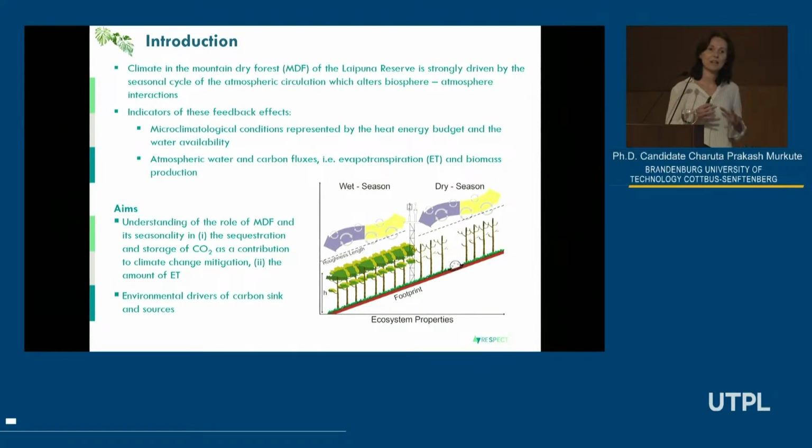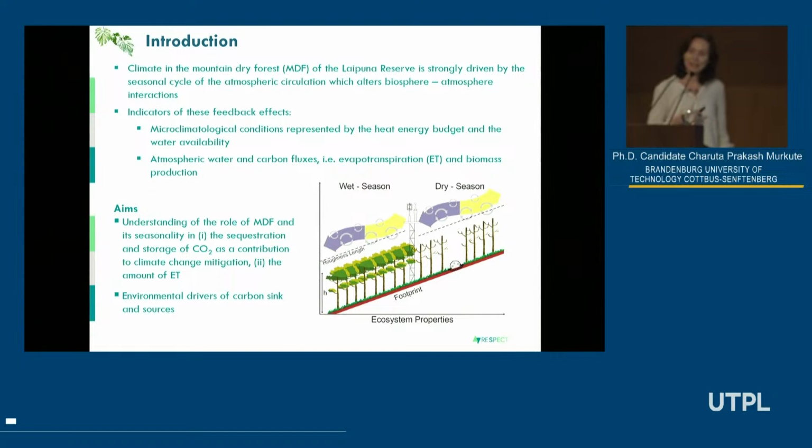And the question is, how can we then identify these impacts, these alterations on the exchange processes? And for this, we have indicators for these feedback effects. One indicator are the microclimatological conditions, and for this, we use the basic variables such as relative humidity and temperature, but also, to go more into detail, the heat energy budget, and also the water availability, and that means water in the soil and the precipitation.